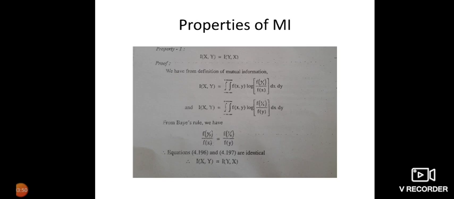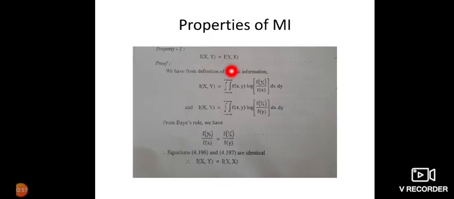Now we will see the properties of mutual information. The first property is I of x comma y equals I of y comma x. Here I of x comma y is the expression double integral f of x comma y log f of x given y divided by f of x dx dy. Again I am repeating, this expression is very similar to the discrete source. You just compare that expression and this one. Then I of y comma x, actually here it is written I of x comma y, but it is actually I of y comma x.